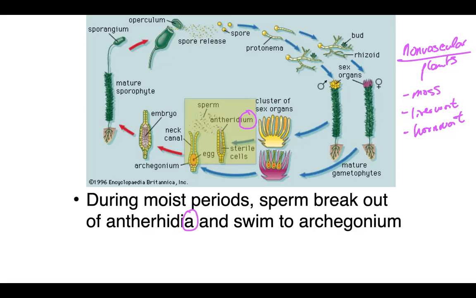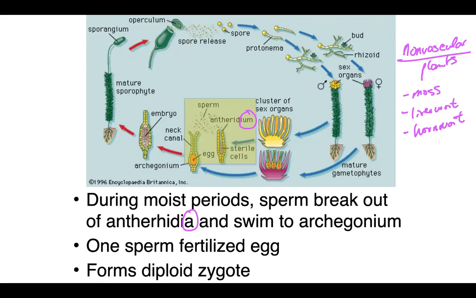So sperm leave the antheridium and they swim to the archegonium. One sperm will fertilize an egg and that will form a diploid zygote. So we go from zygote to embryo. It's this process right in here. Once the egg is fertilized, it's a zygote. The zygote becomes the embryo.